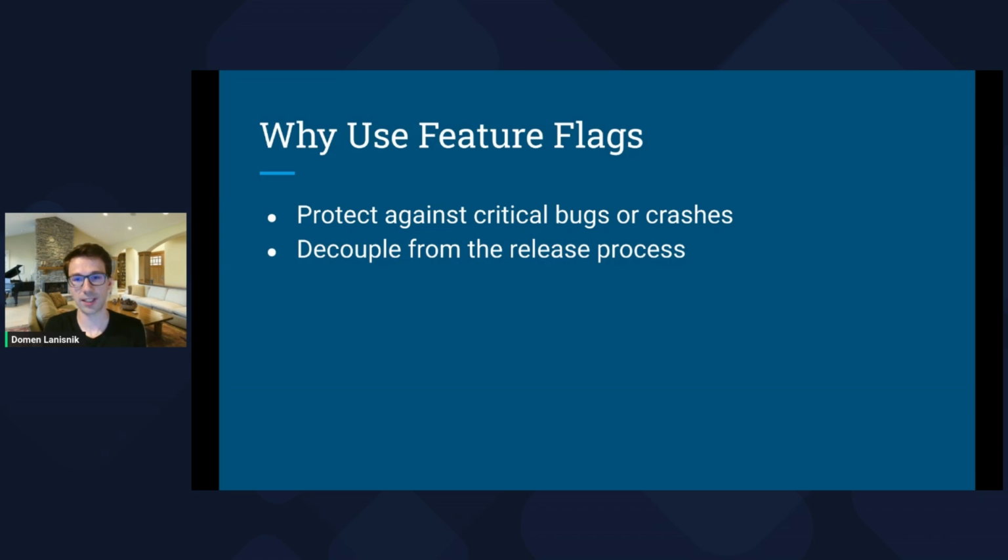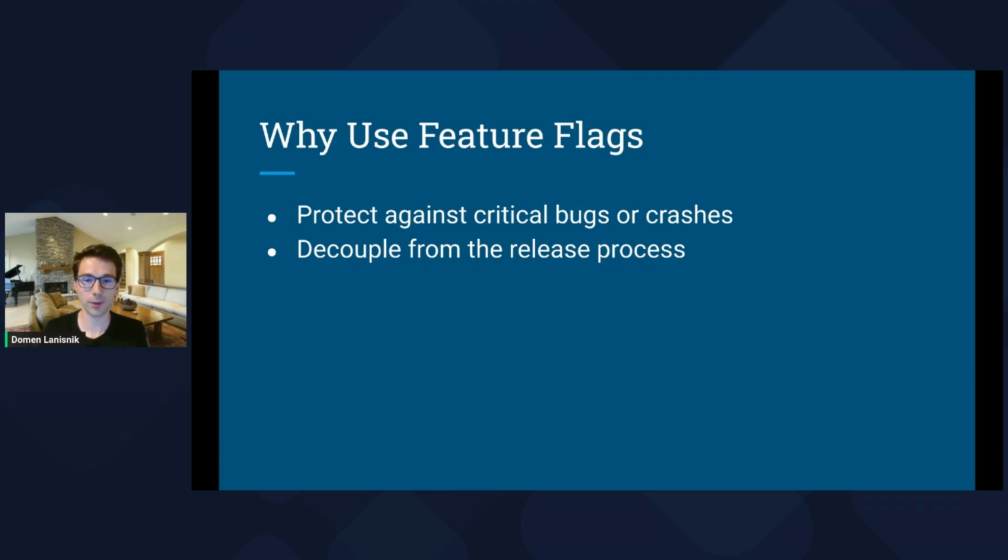Another one is that it allows us to decouple from the release process. And what I mean by this is, imagine that you're building a feature. It takes 2 weeks on Android to build. On iOS, it would take 3 weeks, and then backend would take 4 weeks. So if you're not using a feature flag, it means you have to wait until the backend is finished to release a working feature.